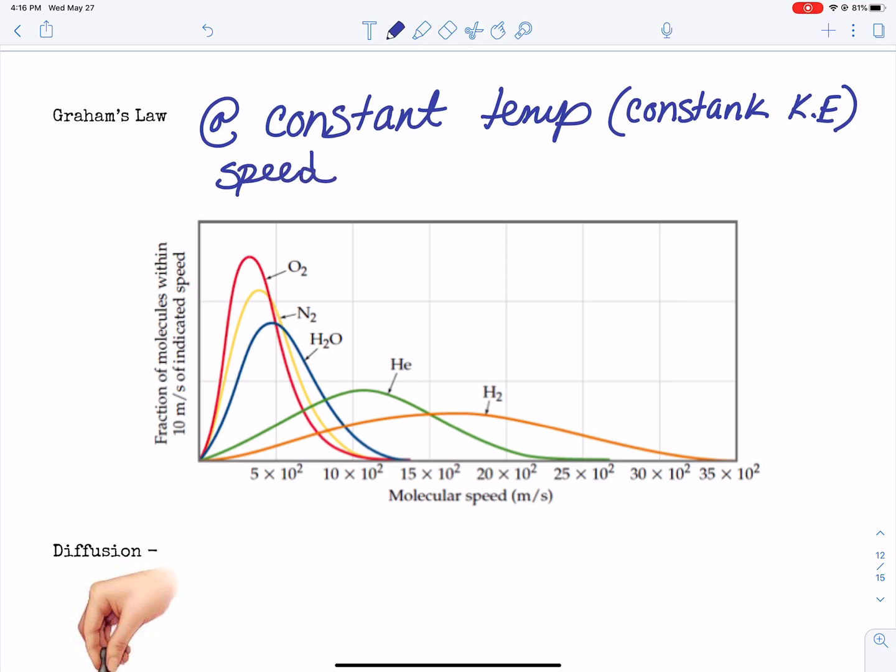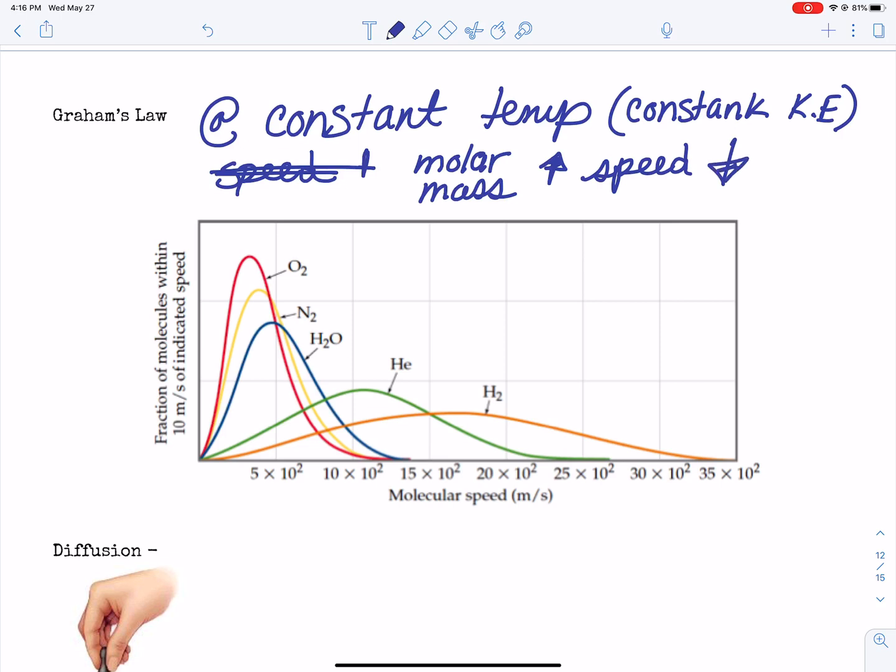How do I say this? I don't want to say speed first. How about as molar mass increases, the speed of the molecules decreases. Look at this graph here, right? The x-axis is speed, and the y-axis is the fraction of molecules with that speed.